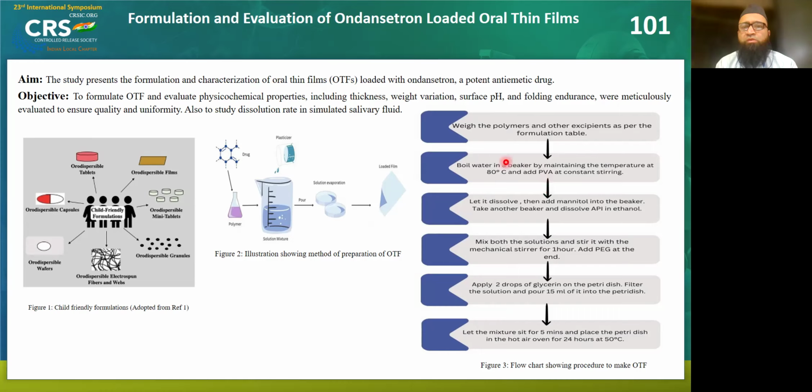We heated the water to 80 degrees Celsius, then the polymer PVA was added with continuous stirring. In a separate container, the API was dissolved in ethanol, then both the solutions were mixed together and poured into the Petri dish. Then it was evaporated and dried for around 24 hours in an oven. Then we recovered this oral thin film.